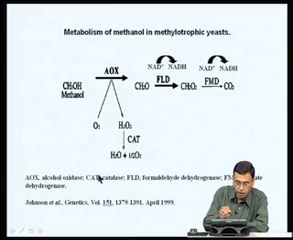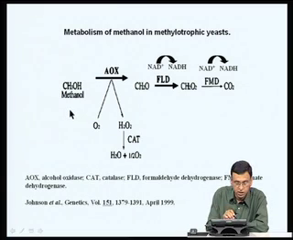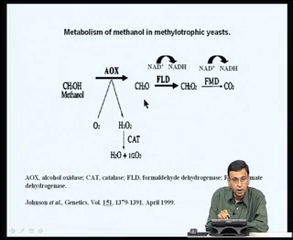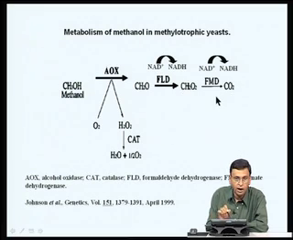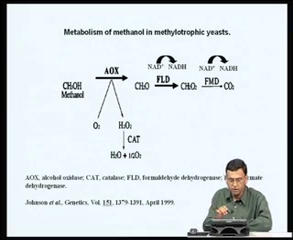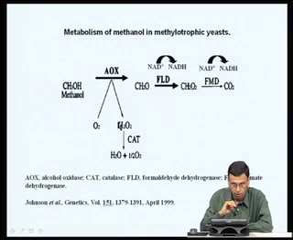This is briefly the methanol metabolism. The methanol is first metabolized to formaldehyde by an enzyme called alcohol oxidase, and then the formaldehyde is converted into formic acid by formaldehyde dehydrogenase, which is then converted into carbon dioxide by formate dehydrogenase. There are many other enzymes which we are not going to discuss. These are the 3 key enzymes involved in methanol metabolism.